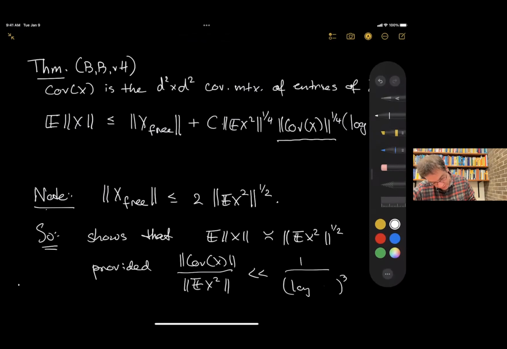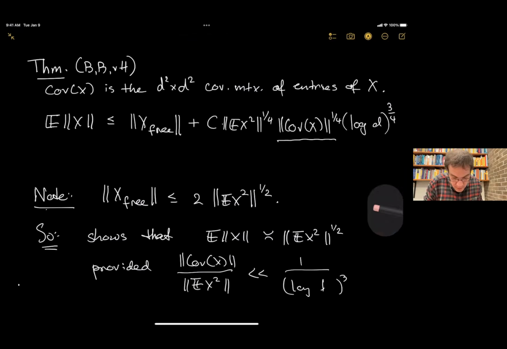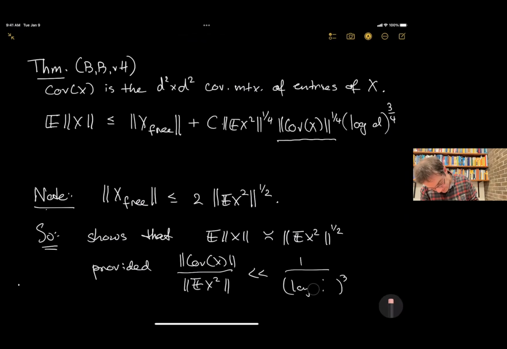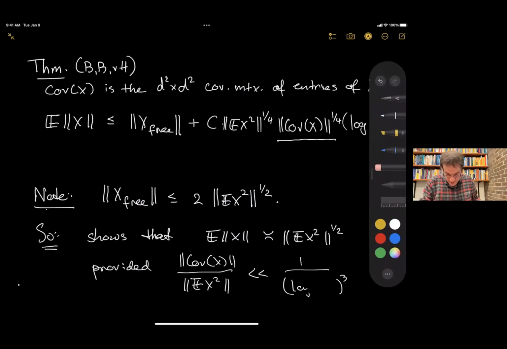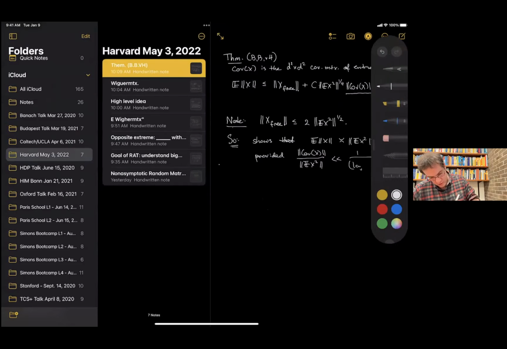So for example, for Wigner matrices, I don't know why my pen is not writing. So this is a D. It's not writing because it seems my pen either ran out of battery or there's something horribly wrong with it. No, it says 100%.